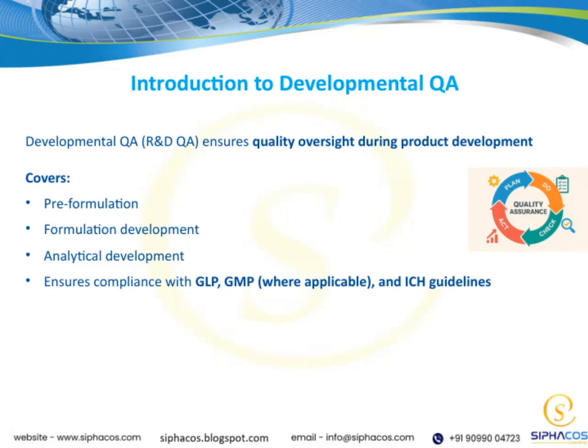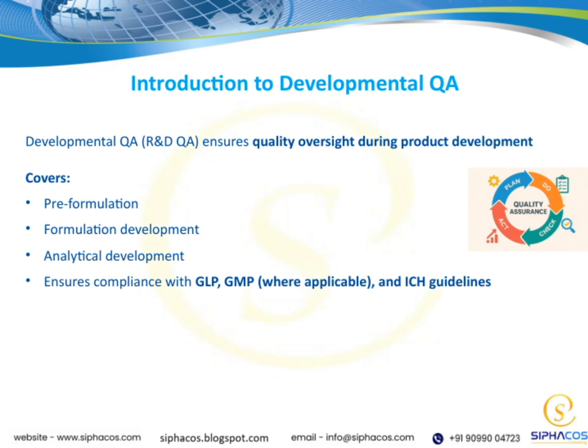Developmental QA, also known as R&D QA, plays a crucial role in ensuring quality oversight throughout the product development process. This means that from the very beginning of creating a new product, we have quality checks in place. It covers several key stages, starting with pre-formulation, where we understand the basic properties of the active ingredients. Next is formulation development, where we work on creating the actual product in its final form. Then comes analytical development, which involves developing and validating the methods to analyze our product's quality.